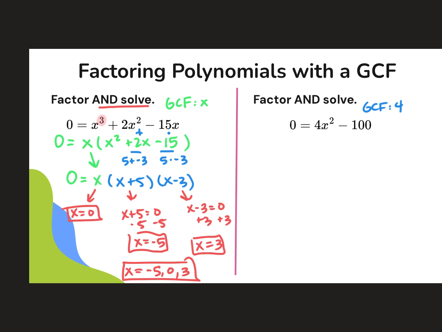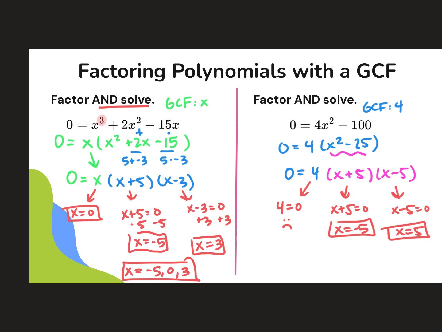All right, for the one on the right, we started with a GCF of 4. When I divided that out in front, I was left with x squared minus 25, which I can factor further. That is a difference of squares. X squared minus 25 factors down into x plus 5 and x minus 5.